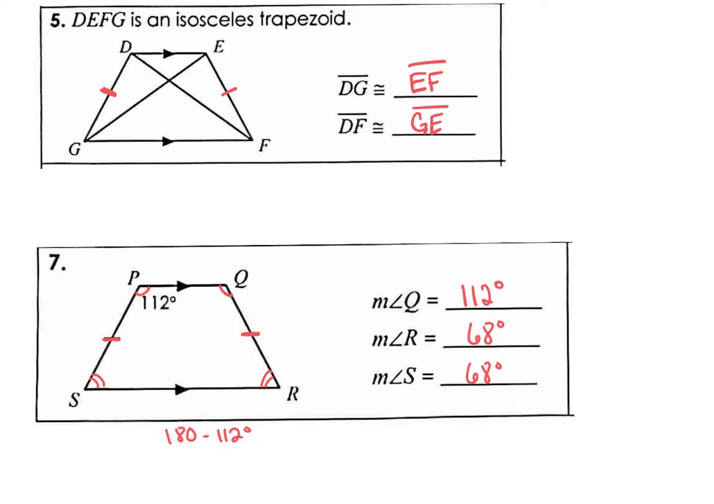Let's go ahead and try the 2, 4, 6, and 8. Your legs are congruent. Your base angles are congruent for an isosceles trapezoid. So if they tell you it's isosceles, your base angles are congruent. That's your top and your bottom. Remember, you have two bases. And your legs are congruent.